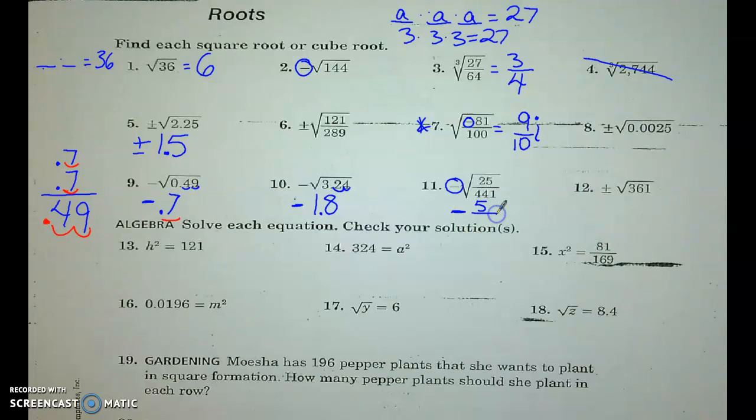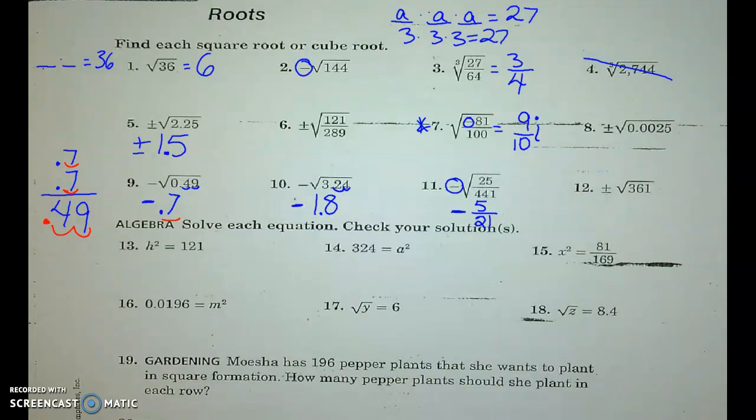So I'm going to have 5 in my numerator. Okay? 441, that's a big one. 21 times 21 gives me 441. Okay? Moving on down. This next section, we're solving the equations.